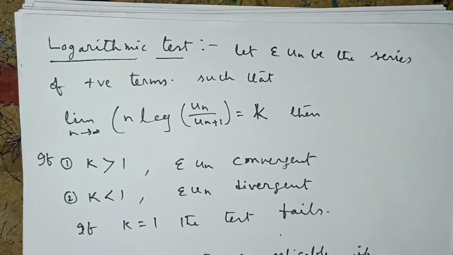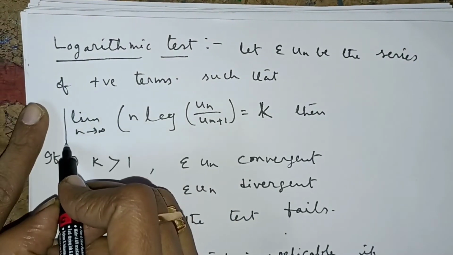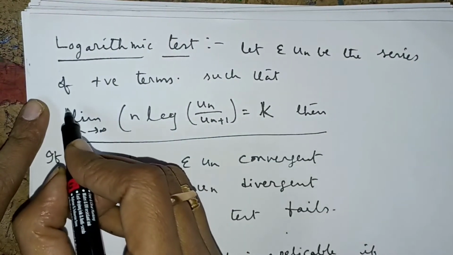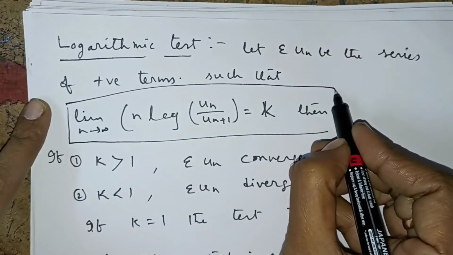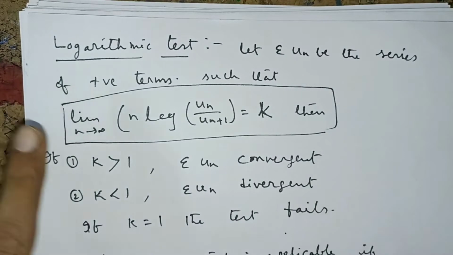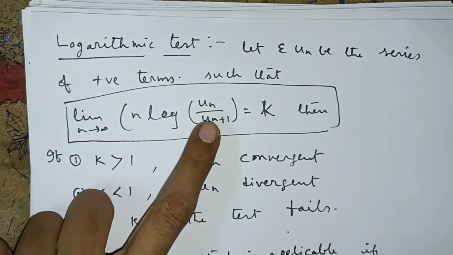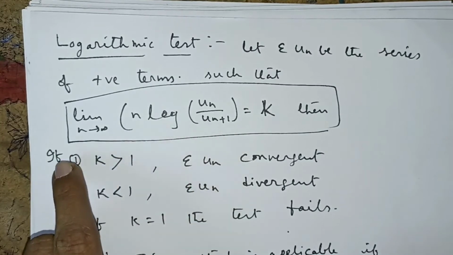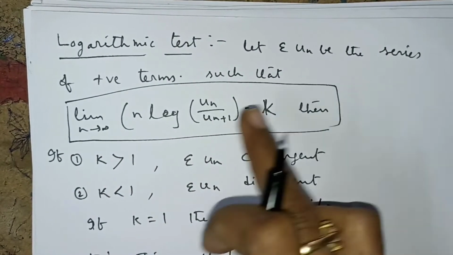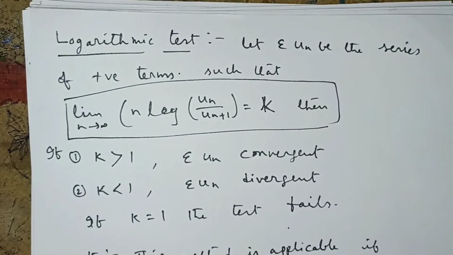Let sigma un be a series of positive terms such that the formula of the logarithmic test is the limit as n tends to infinity of n into log of un by un plus 1 is equal to k. That is the formula. Then depending on this k value only, you will get the conclusions.